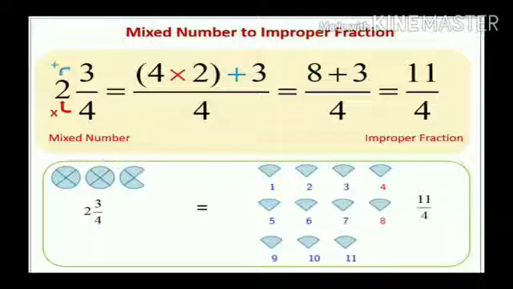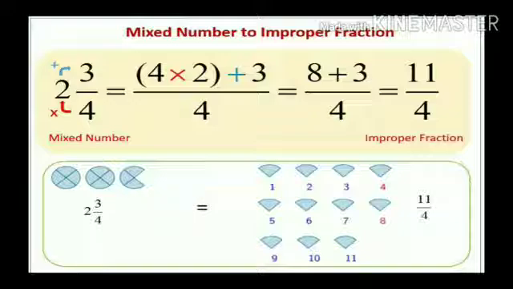Here you can see 2 whole 3 upon 4 is given in this picture. So for finding the improper fraction from this mixed fraction, you have to just expand all the parts separately. So you get 1, 2, 3, 4, 5, 6, 7, 8, 9, 10, 11. Means 11 separate parts of 1/4, which means 11 upon 4.